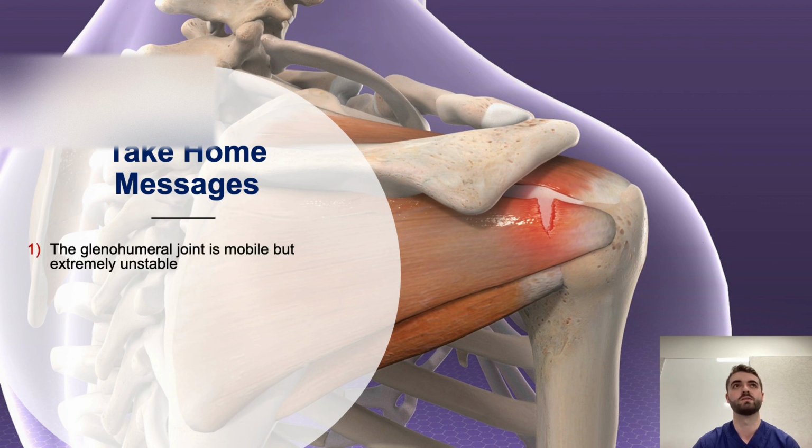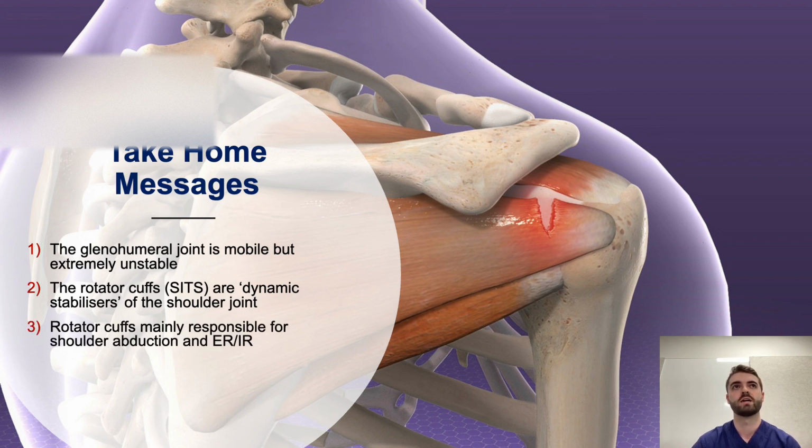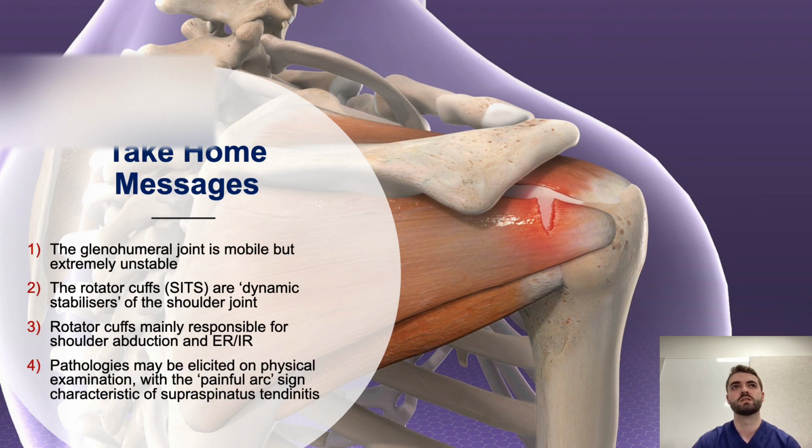The take-home messages were that the joint itself is quite mobile. I think it's one of the most unstable joints, if not the most unstable joint in the body. The rotator cuff, or the SITS muscles, they're dynamic stabilizers of the shoulder joint to allow for the movement but also the stability. The rotator cuff's mainly involved in shoulder abduction and external and internal rotation depending on the actual muscle involved. And pathologies can be elicited on physical exam, with that painful arc sign characteristic of supraspinatus tendinitis or tendinopathy or some sort of issue with that muscle itself.